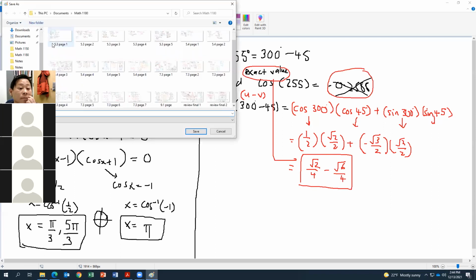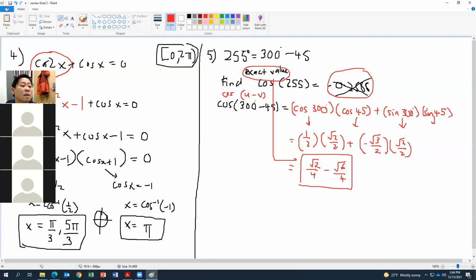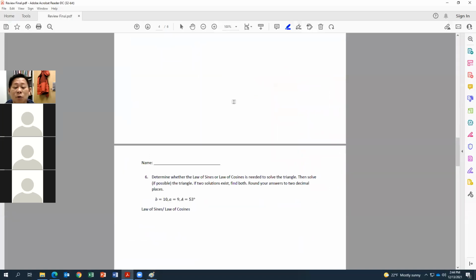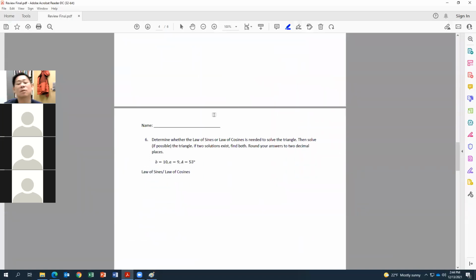Questions? Right, next. Question 6. Now, question 6 is where we begin to do law of sines and law of cosines. So this means this will be chapter 8. So how do we know to use law of sines?